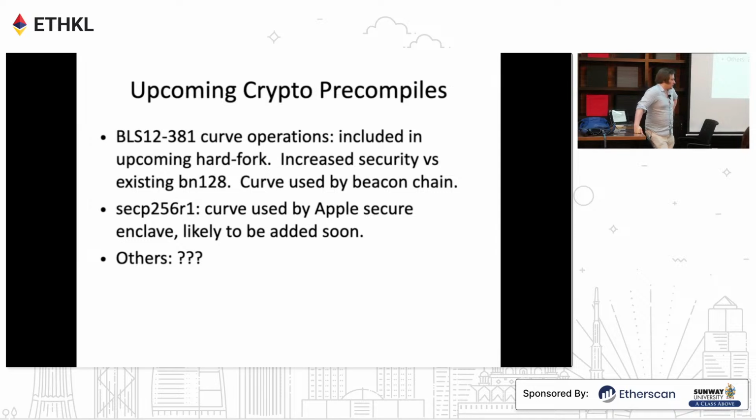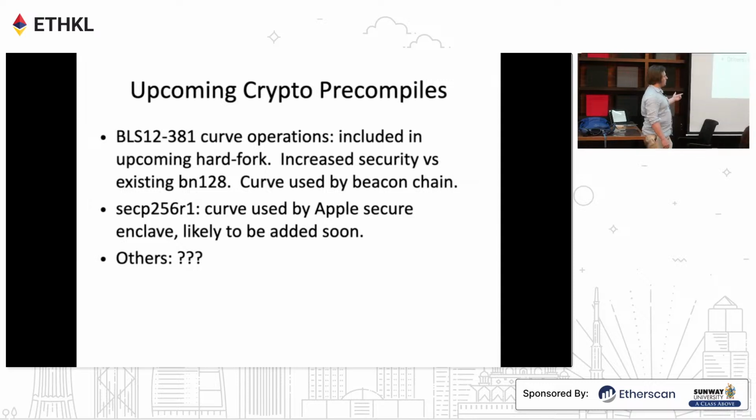That's what your keys, well, no, SecP256K1 is what your key pairs are using when you have Ethereum keys. BN128 is another curve that people are using for zero-knowledge applications on Ethereum. BN128 facilitates pairings. We're adding BLS 12381 curve operations in the next hard fork.